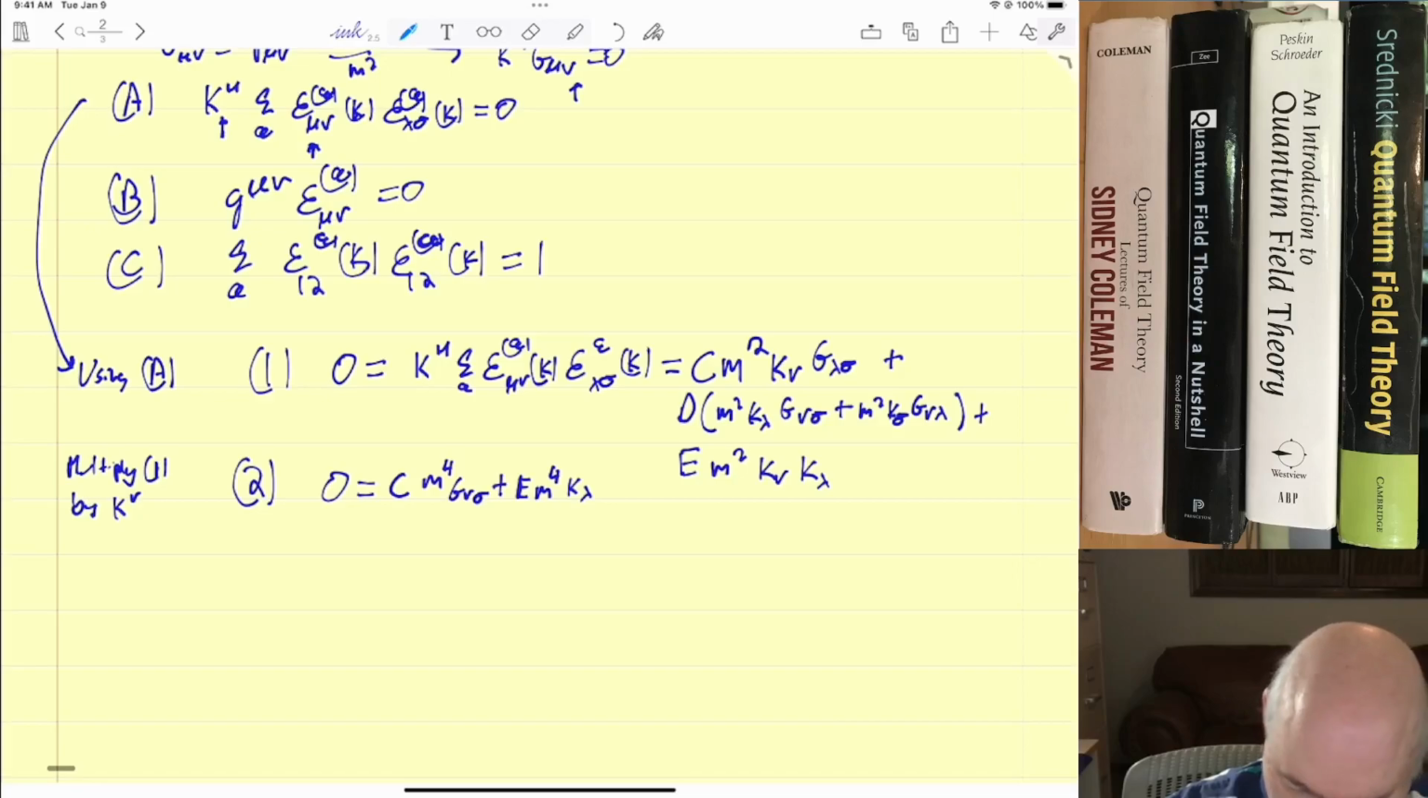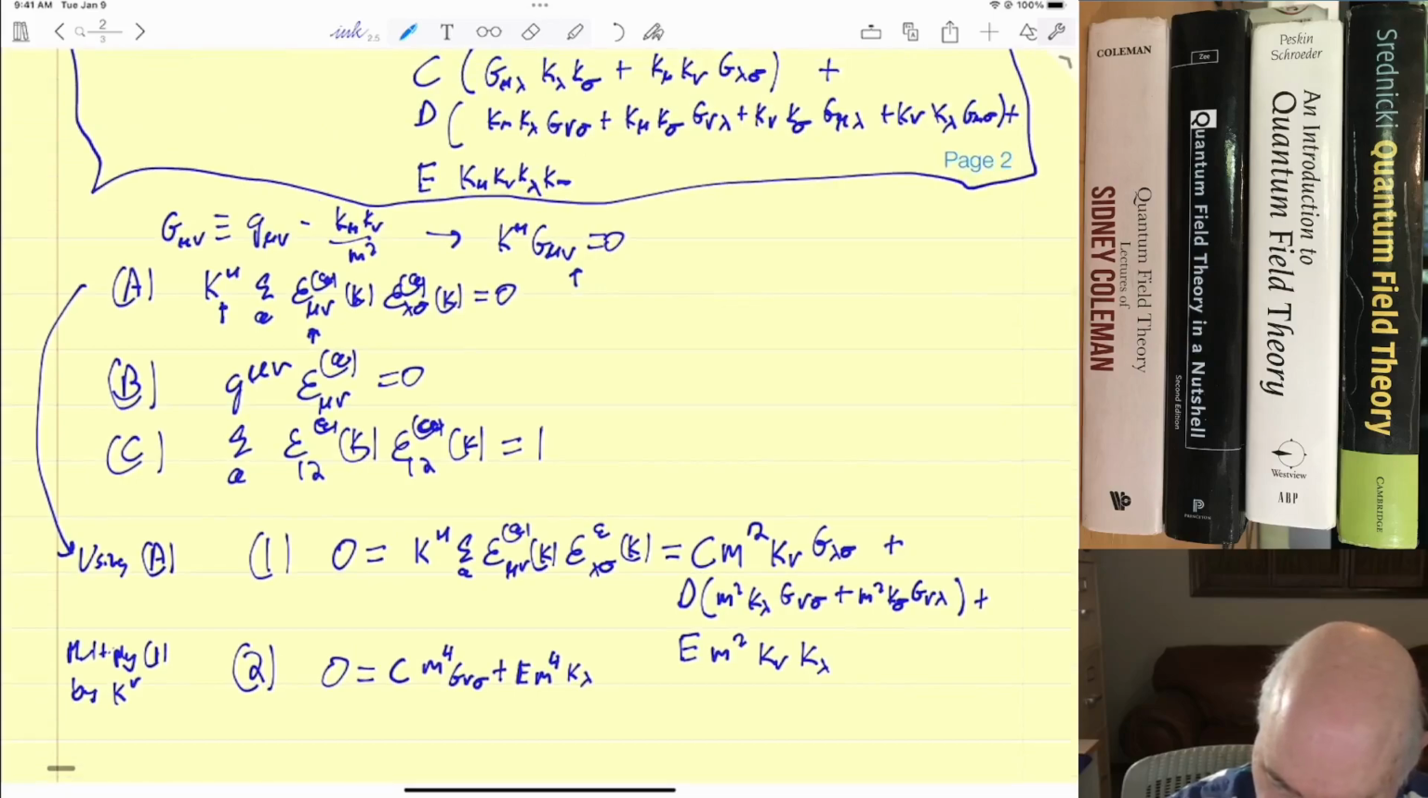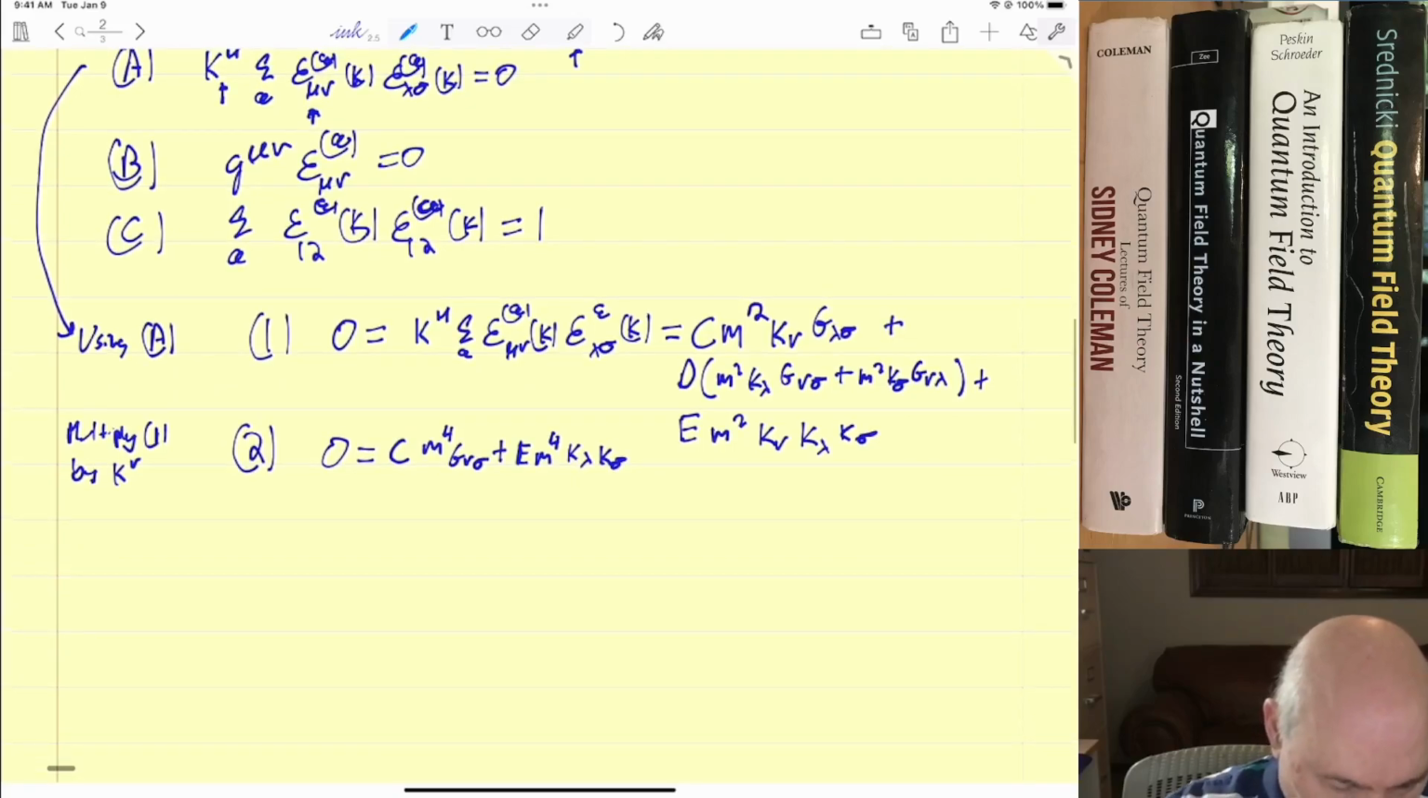Okay. I think I left out E k nu k lambda k sigma. So this is k lambda k sigma.